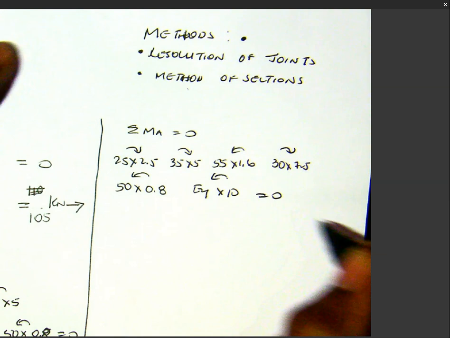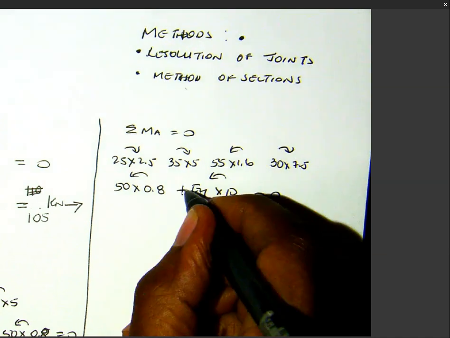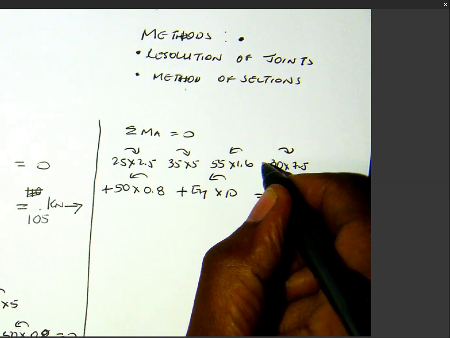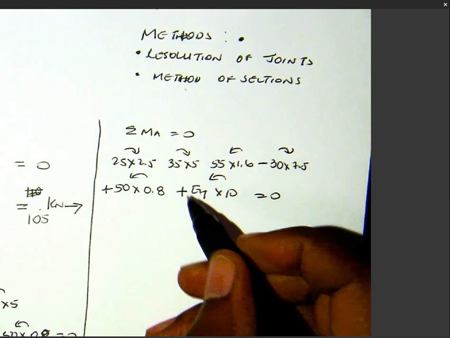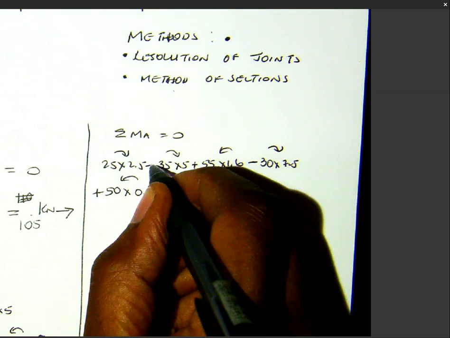I like to look at my unknown and make it positive. So if I make this positive, then this is also positive. Then this is negative because it's not going the same direction as my EY. Then this is positive because it's going the same direction as EY. So this one is negative because it's not going the same direction, and so on and so on. Solve that.